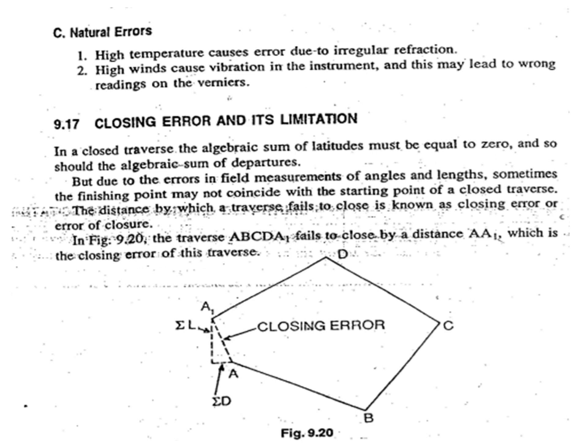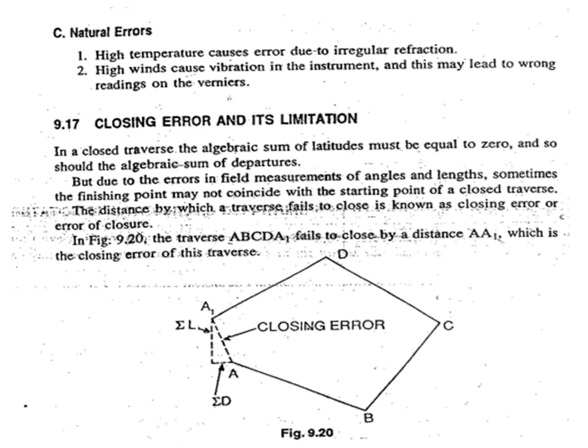In this slide, we are going to see the natural errors. The natural errors are because of high temperature causes error due to irregular refraction. Also, high winds cause vibration in the instrument and this may lead to wrong reading on the vernier.